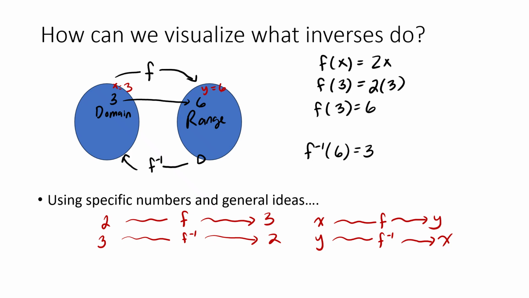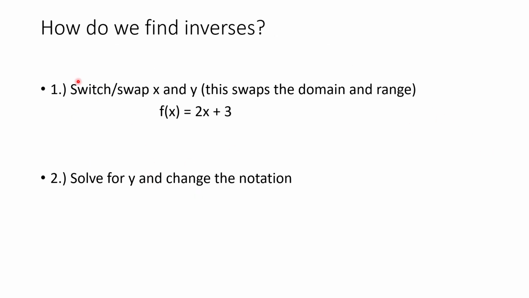And once we can get our head around that, that actually leads us to how we might go about finding them. And if you focus down here where I'm circling in the lower right, essentially the inverse switches the positions of the x and the y. So what was an x is now a y. What was a y is now an x, and that gives us our clue as to how we might go about finding them. So general strategy here, how do we find inverses? Switch or swap x and y. This is swapping the domain and the range, okay?